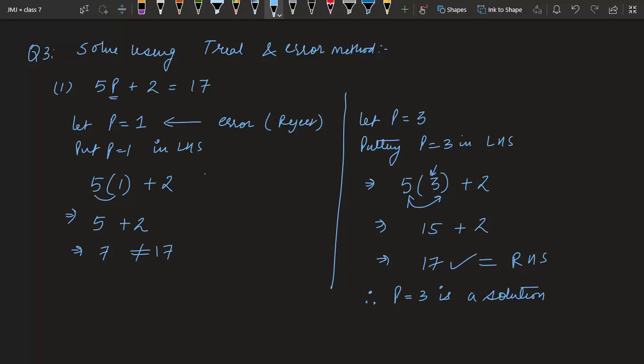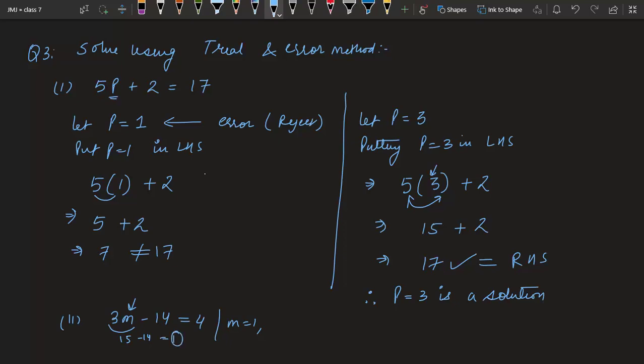Similar to this, you can find the second part also, which is 3m minus 14 is equal to 4. Here also you will keep on trying. Suppose you take m equal to 1, m equal to 2, m equal to 3. You can check. If you take m equal to 5, at that time also it will be 3 5s are 15, minus 14 is equal to 1 only.